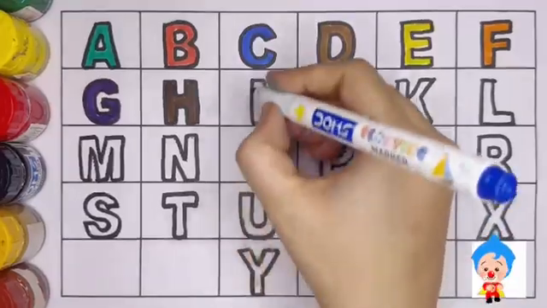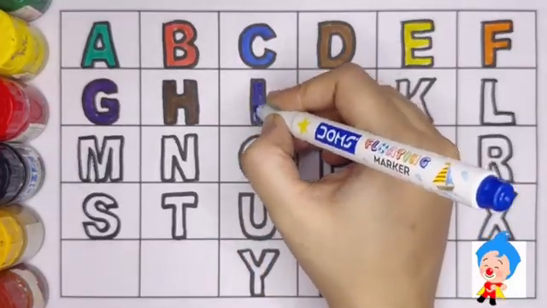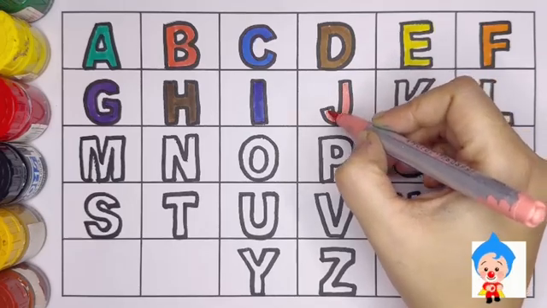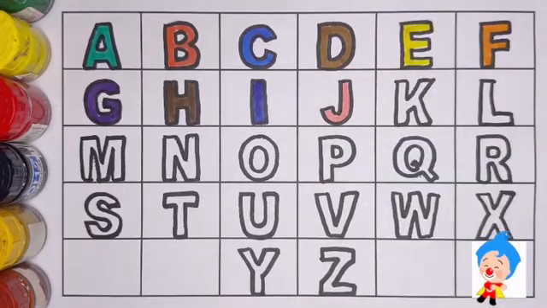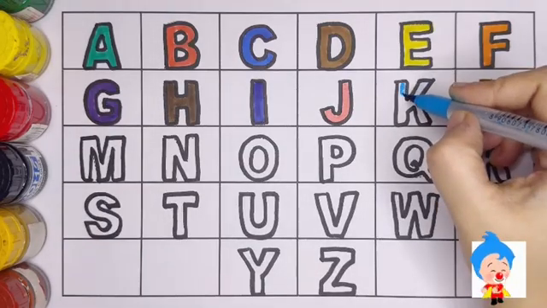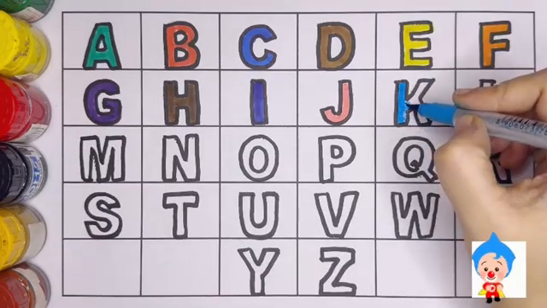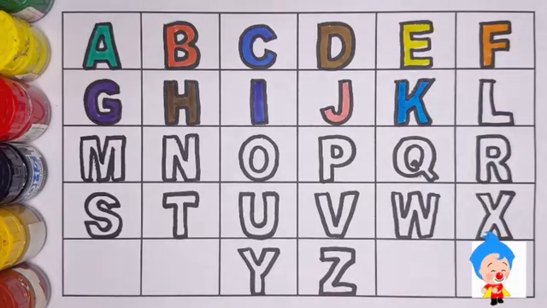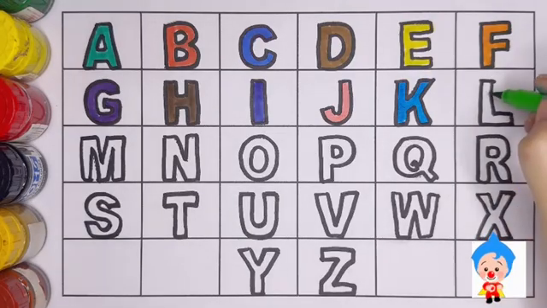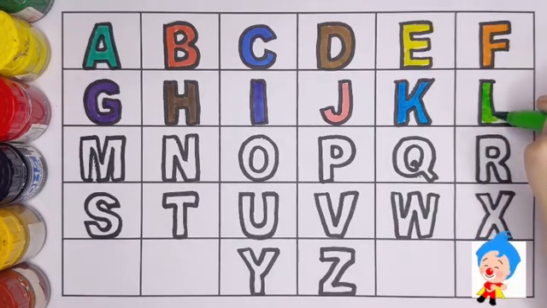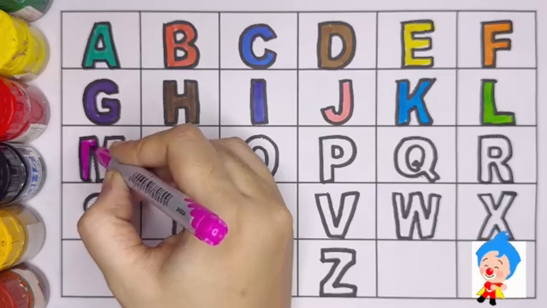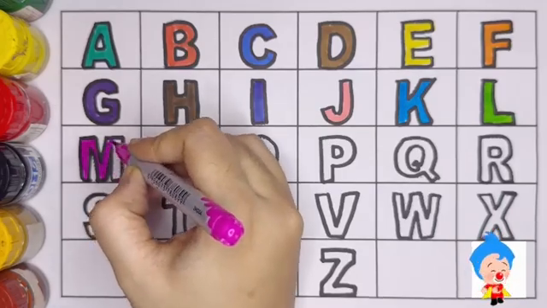Then comes I. I for ice cream. J. J for jug. Then comes K. K for kite or K for kangaroo. Then comes L. L for lion. M. M for monkey.